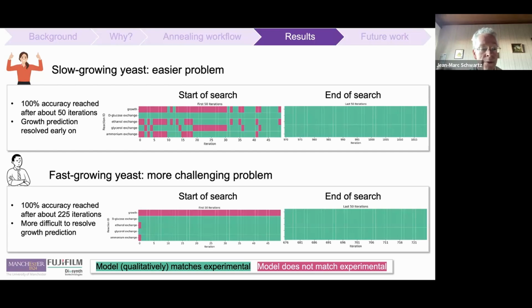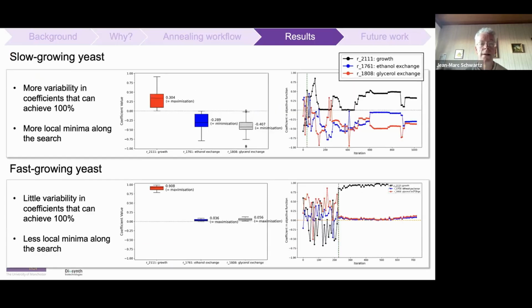It's interesting to note that in the slow-growing yeast, the solution is found much faster because we've seen that it's an easier problem. After about 50 iterations, we already have a solution. In the case of the fast-growing yeast, it takes more time. Here it took 225 iterations, but still we find a suitable solution in the end.